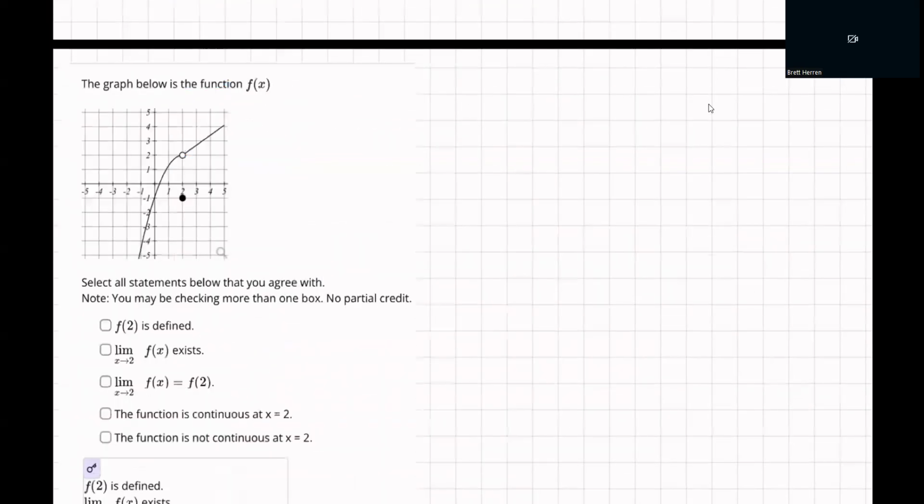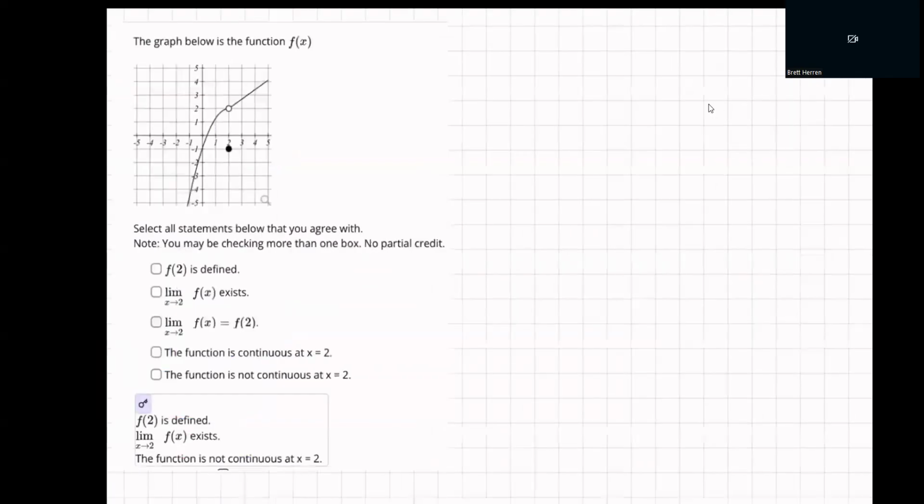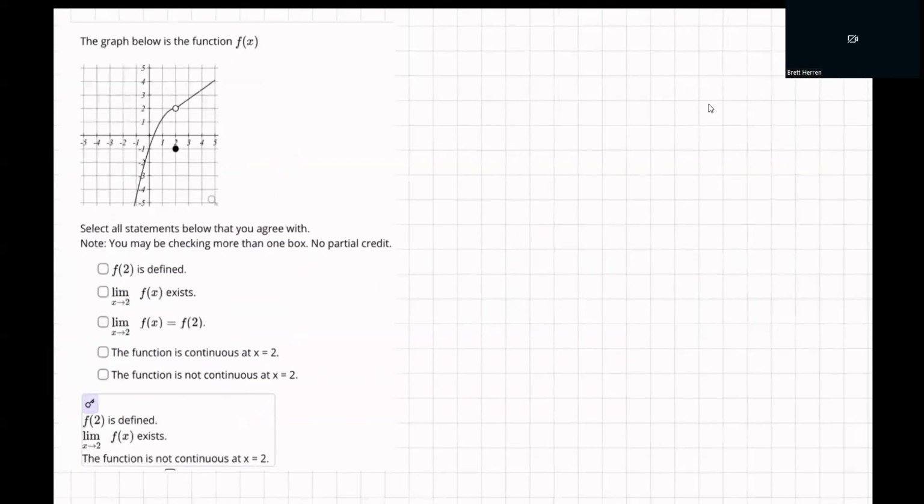It's kind of a little bit of a different question. How about this one? Select the statements below that you agree with. You may be checking more than one box. Okay, let's see. So here's our function. First off, f of 2 is defined? In other words, is there a value at 2? Yeah, it's right there. So check. And you can see it down here. There's the answer key. Yep.